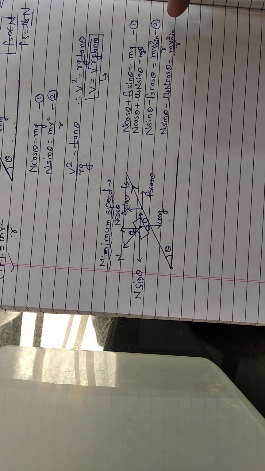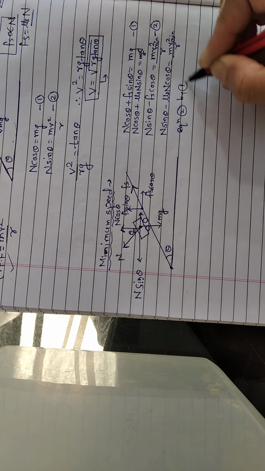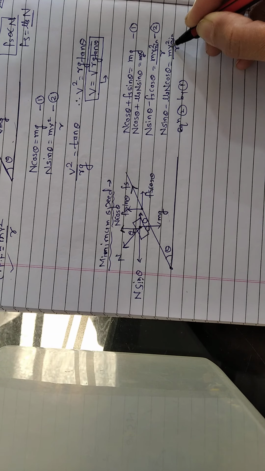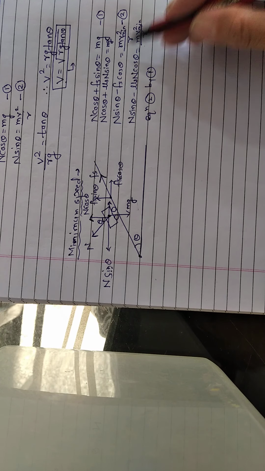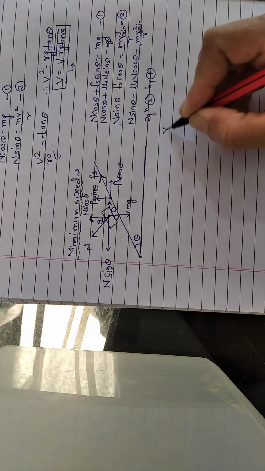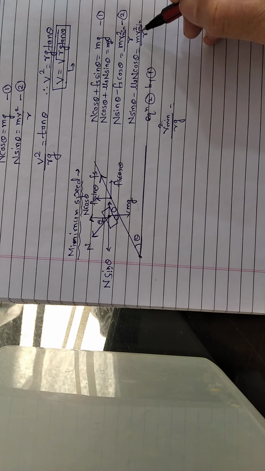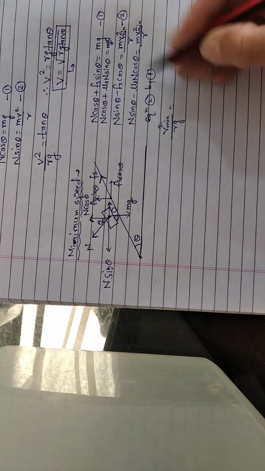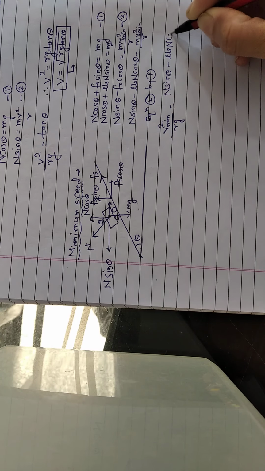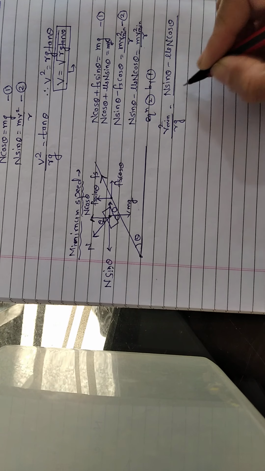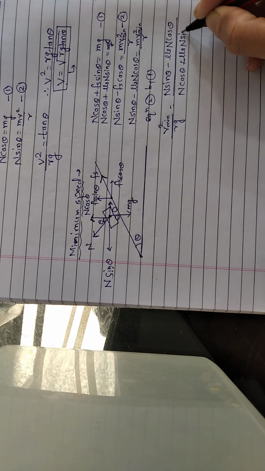Now let us divide equation 2 by 1. Why this one? Because we want to obtain the expression for v, so we have to divide equation 2 by 1. So on this side, obviously m will get cancelled. So v square minimum upon rg is equal to N sin theta minus mu s N cos theta divided by N cos theta plus mu s N sin theta.